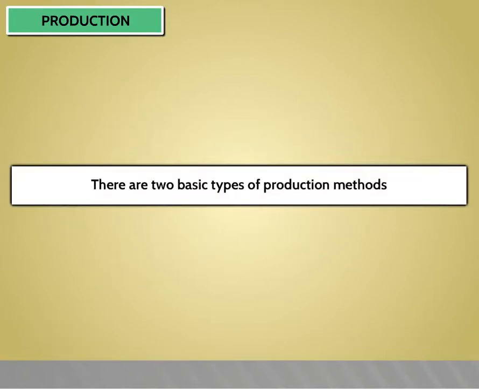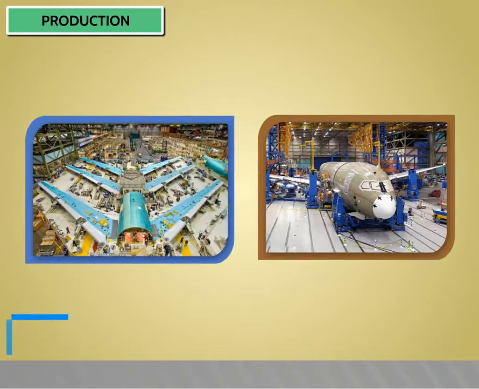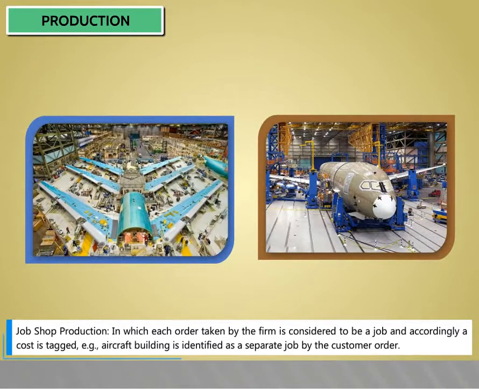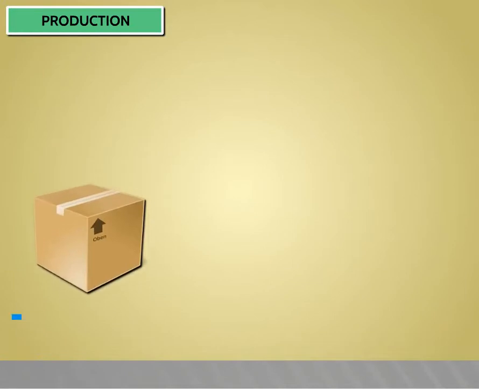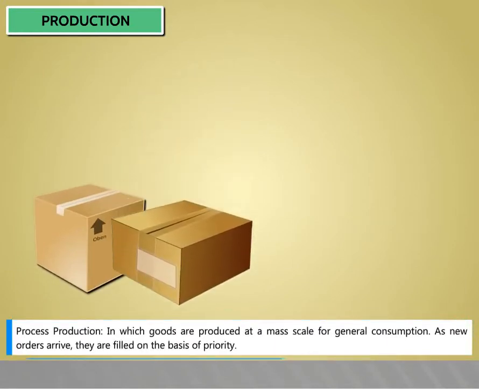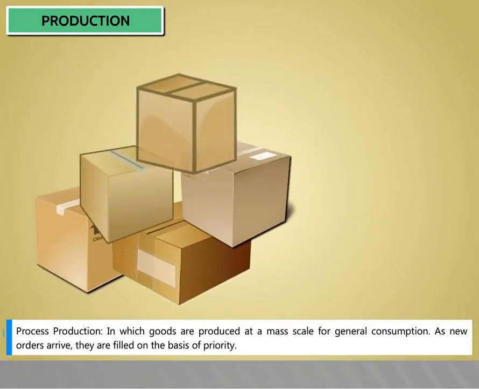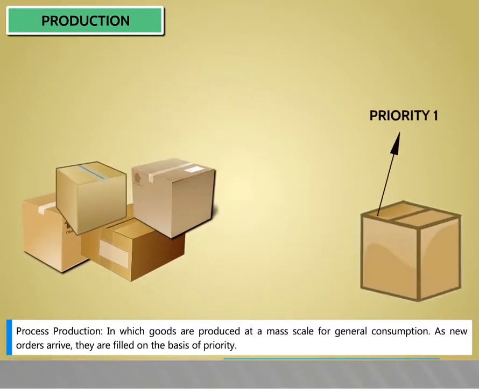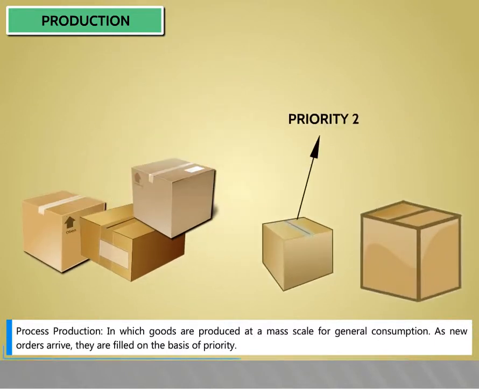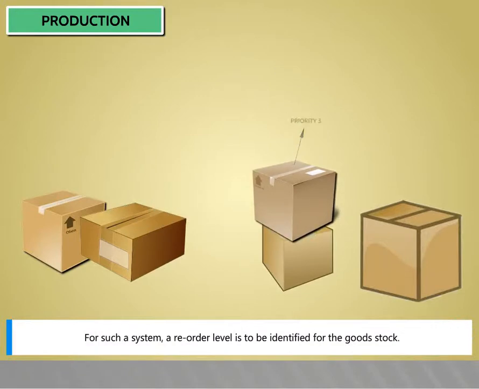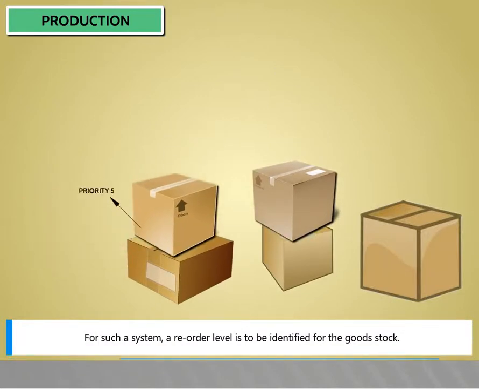There are two basic types of production methods: job shop production, in which each order taken by the firm is considered to be a job and accordingly a cost is tagged. For example, aircraft building is identified as a separate job by the customer order. Process production, in which goods are produced at a mass scale for general consumption. As new orders arrive, they are filled on the basis of priority. For such a system, a reorder level is to be identified for the goods stock.